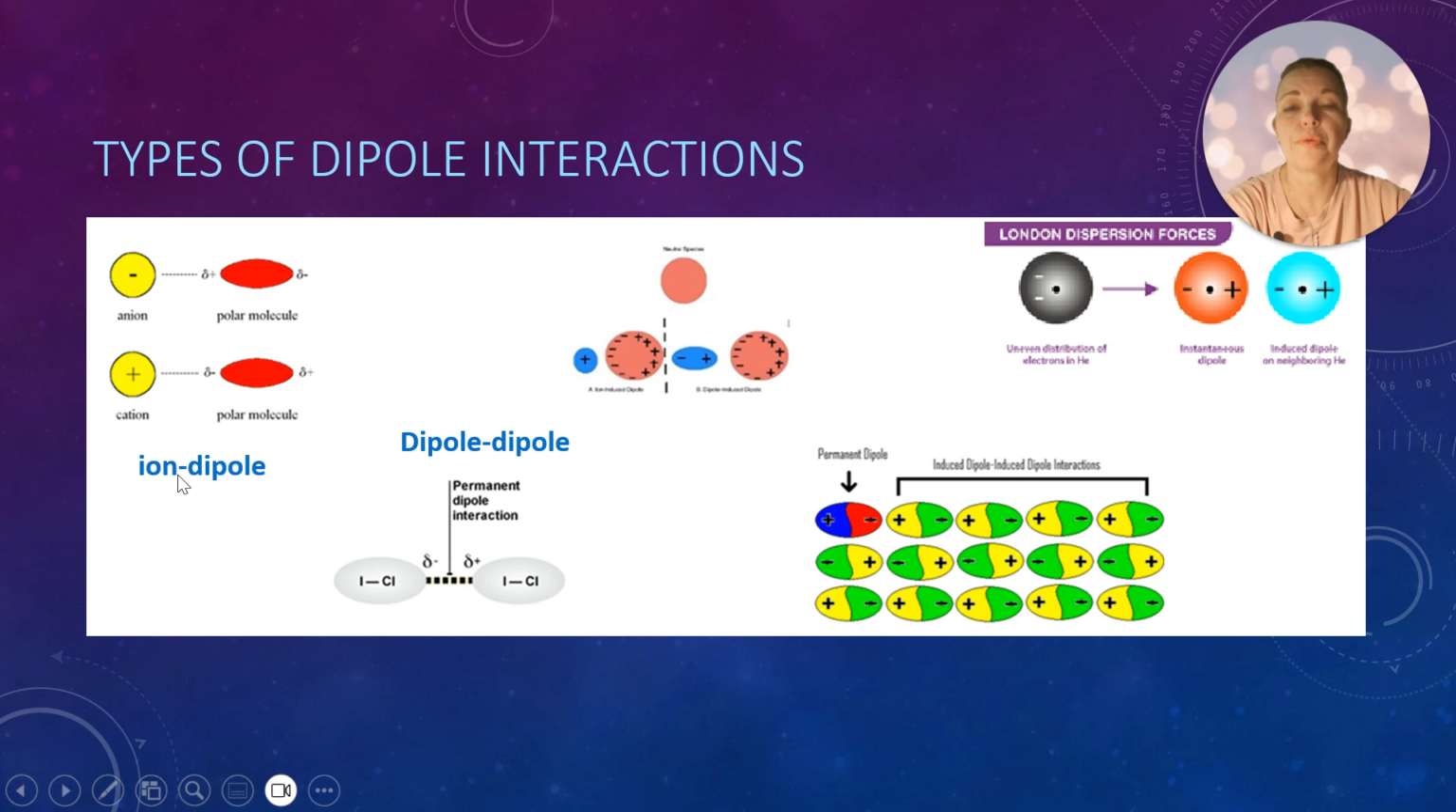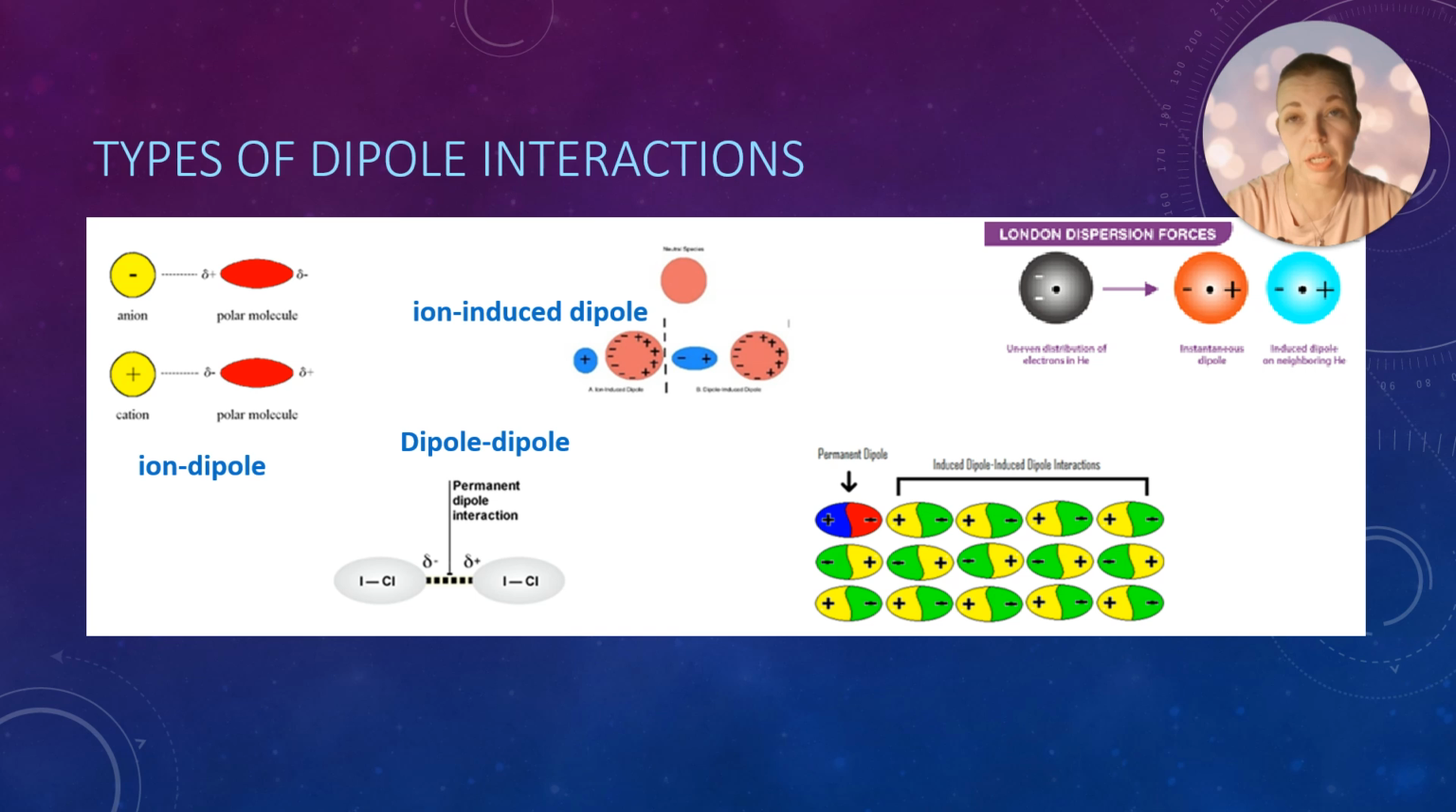Okay, so ion-dipole would be stronger because you have a full charge and a partial charge interacting with each other. Again, this is Coulomb's law, right? The two charges, the magnitude of the charges. You have a dipole-dipole, so that would be a partial charge and a partial charge. Up here, you have an ion-induced dipole.